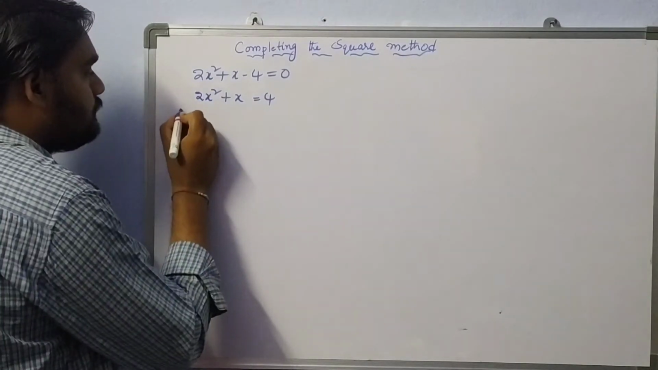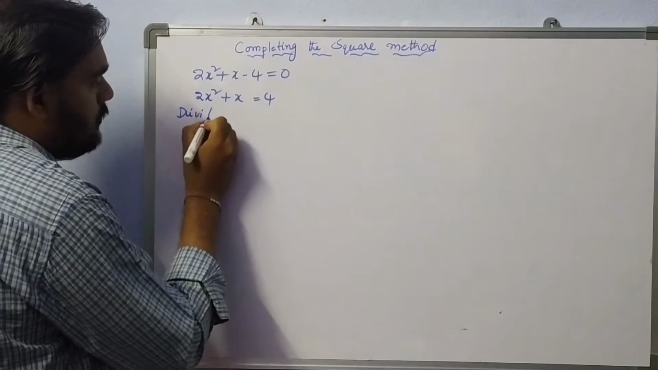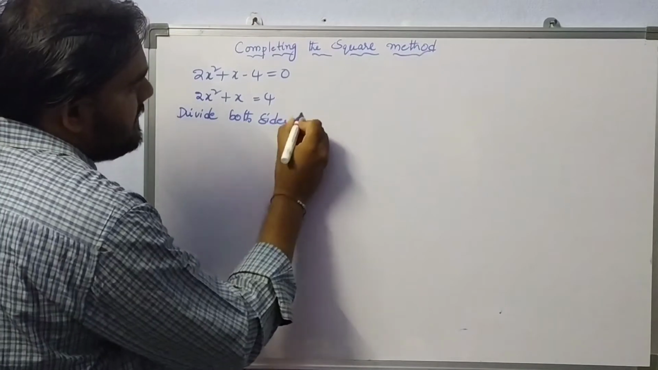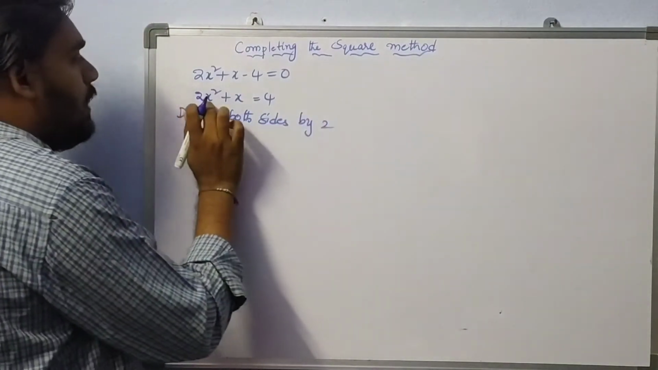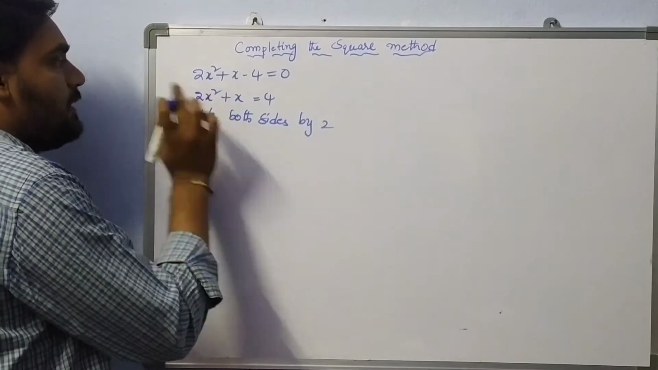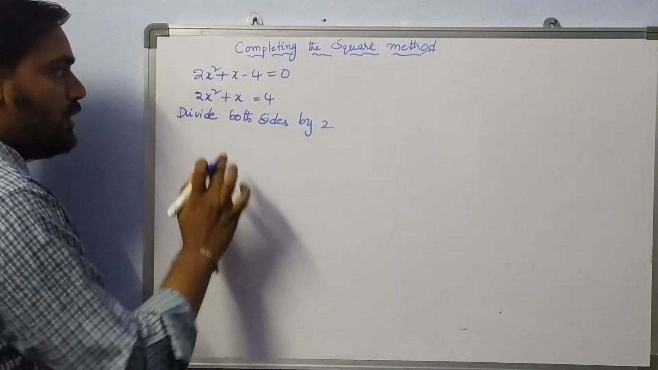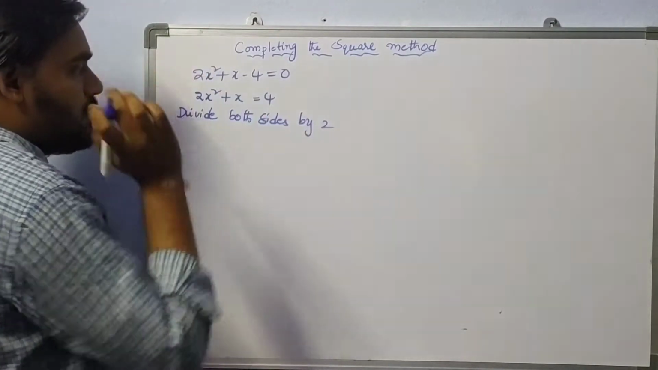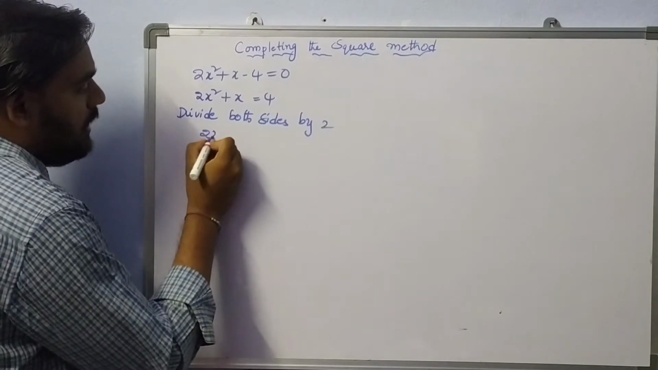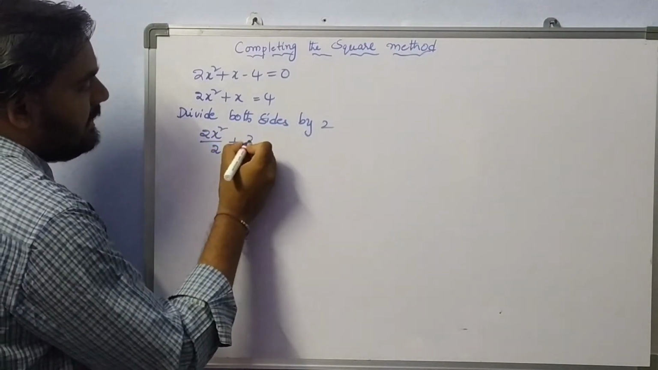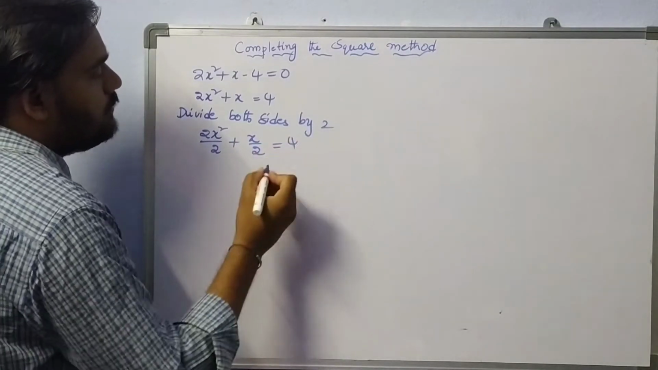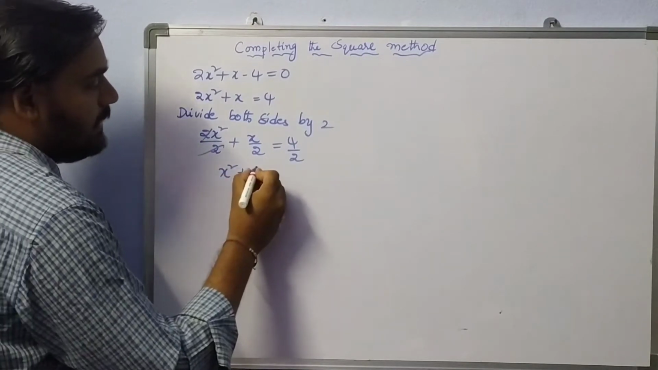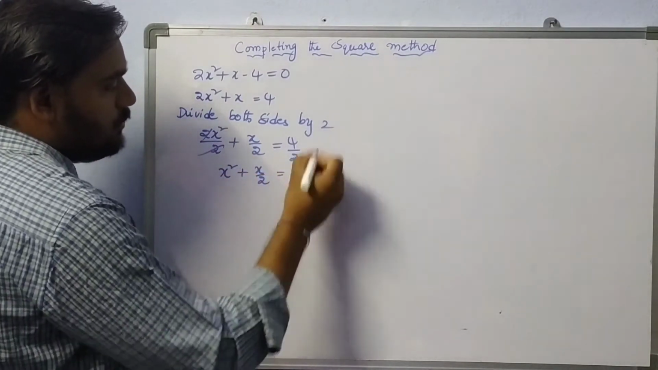2. So divide both sides by 2. Whatever may be the coefficient of x square, we need to divide both sides with that one only. So here the coefficient of x square is 2. So divide both sides by 2. At that time, 2x square by 2 plus x by 2 is equal to 4 by 2. 2 gets cancelled. Now x square plus x by 2 is equal to 2.